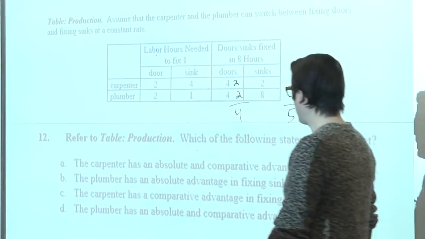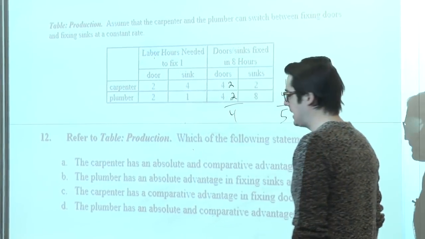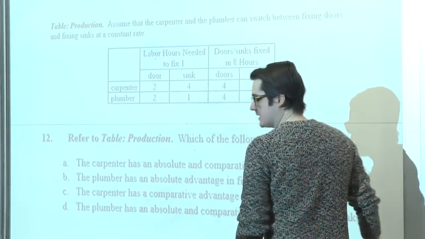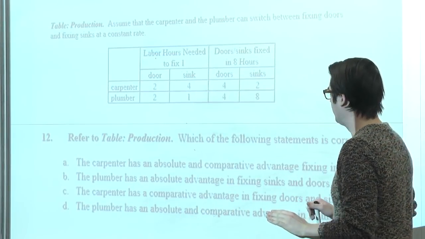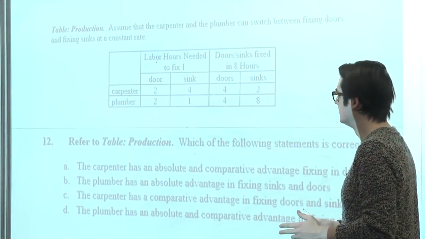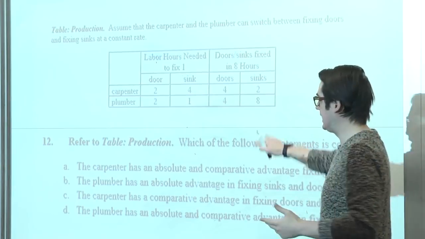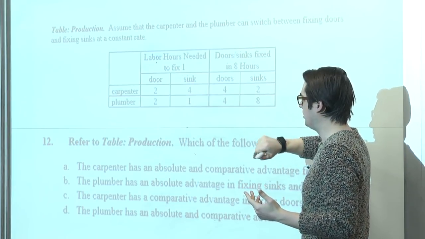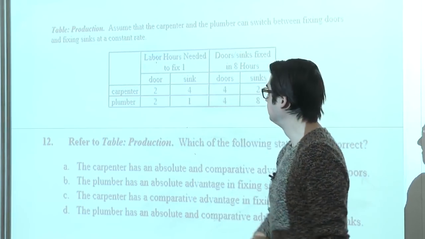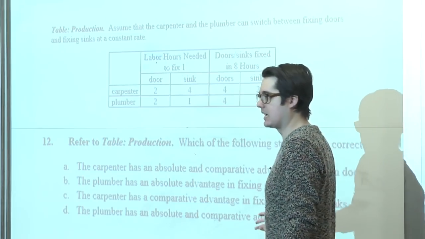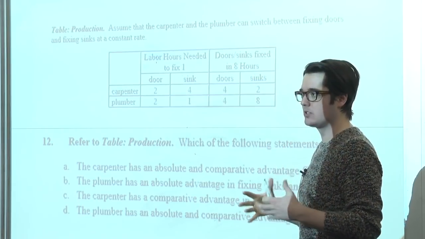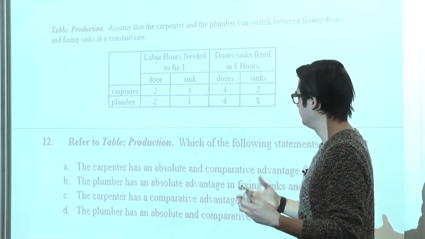Okay, question 12 asks us about absolute and comparative advantage. So first, we can look at this and say what we know about absolute advantage, which is pretty straightforward. Who has an absolute advantage in sinks? The plumber, right? He can produce more. He can produce 8. The carpenter can only produce 2. Who has an absolute advantage in doors? Neither, right? They're both able to produce 4. Neither of them, if they spend all their time on doors, is able to produce more than the other.